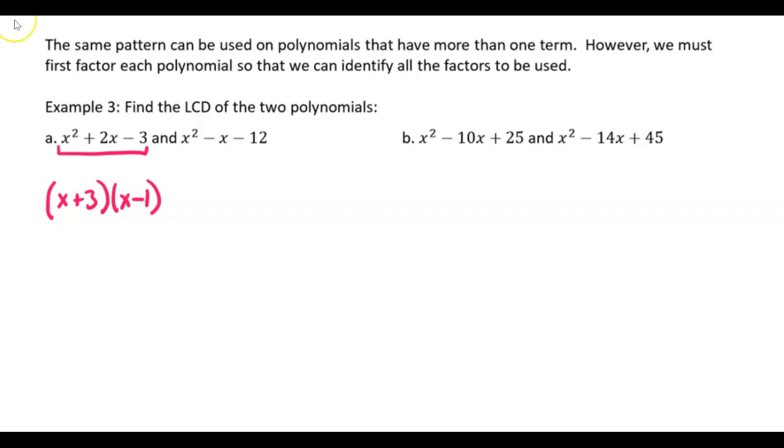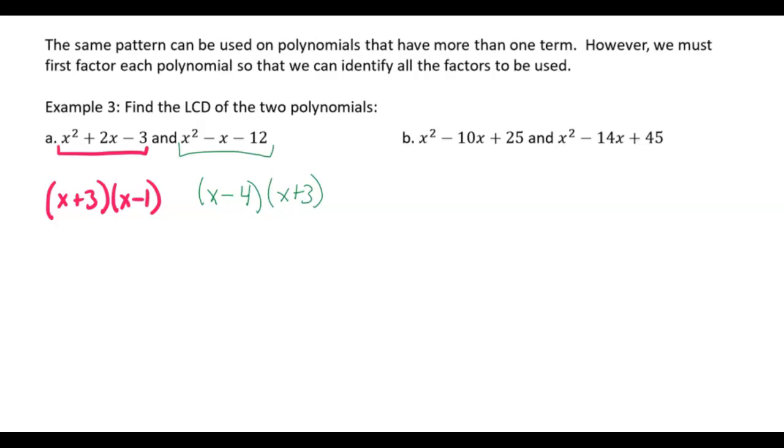This other polynomial, let's go ahead and factor this one. I get x minus 4, x plus 3, because negative 4 times 3 multiplies to negative 12 and adds to negative 1. All right, so remember, the same concept was you look at each factor. You go for the highest amount between the two.